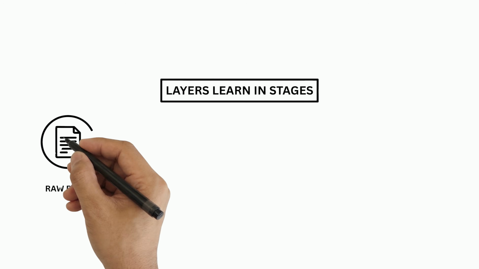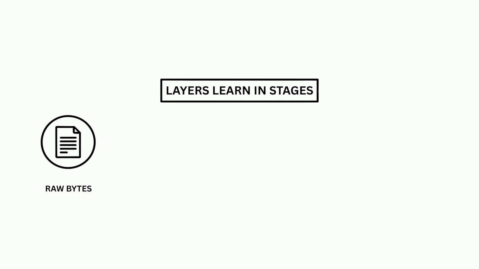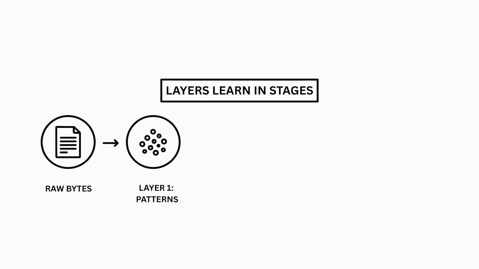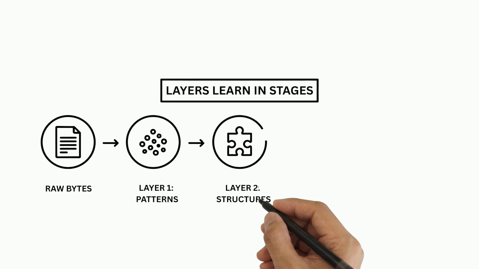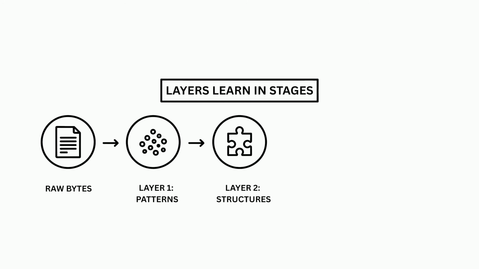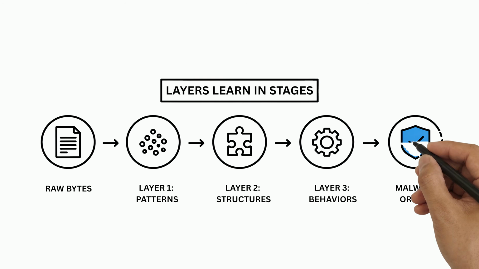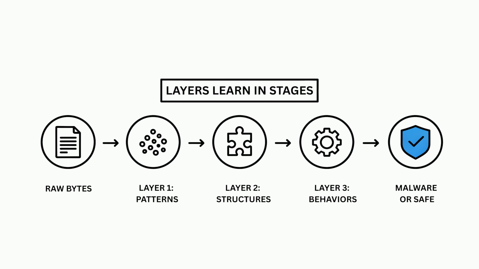Here's why depth is powerful. Each layer learns a different level of abstraction. Feed in raw file bytes, and the first hidden layer picks out tiny local patterns. The next layer combines those into structural features, like suspicious code blocks. A deeper layer combines those into full behavioral signatures. By the time the signal reaches the output, the network isn't looking at bytes anymore. It's recognizing malware families.